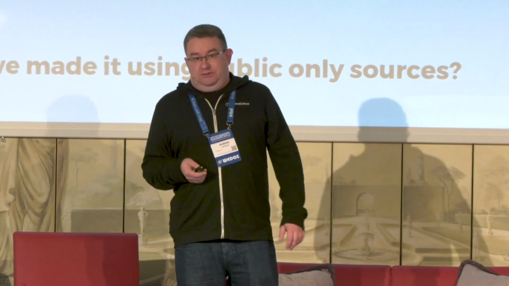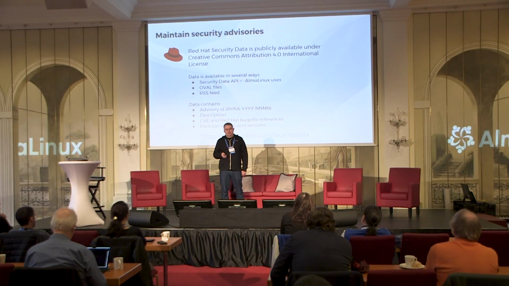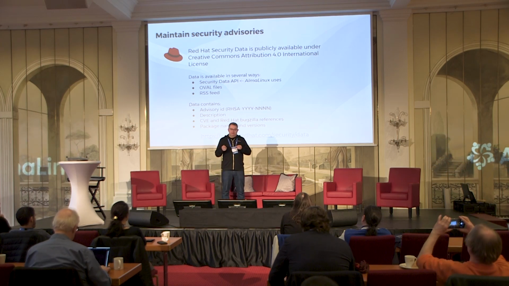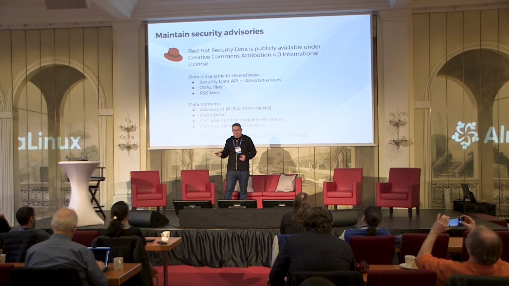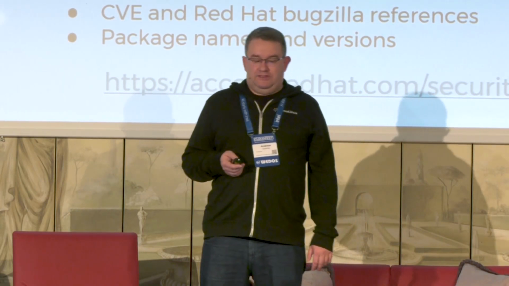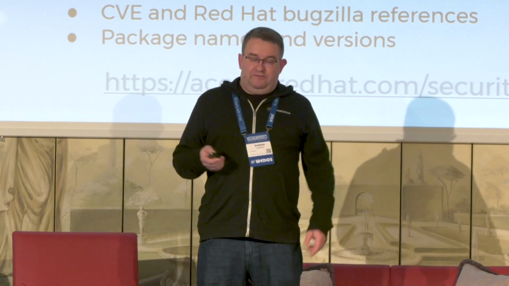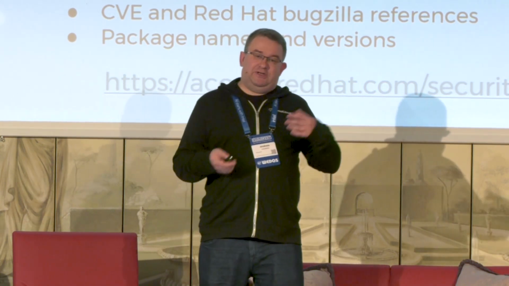But the question is, how did we do this without any Red Hat subscriptions? Is it possible? Yes, it is, because Red Hat provides all the security information for their packages under a public license. So you can use it if you mention them. There are several ways to get this information. They provide a security data API, which is what AlmaLinux uses. But they also provide OVAL files and RSS feeds, and we have everything that we want. We have an ID, a description, CVE references, bug fix references, package name versions, and so on.